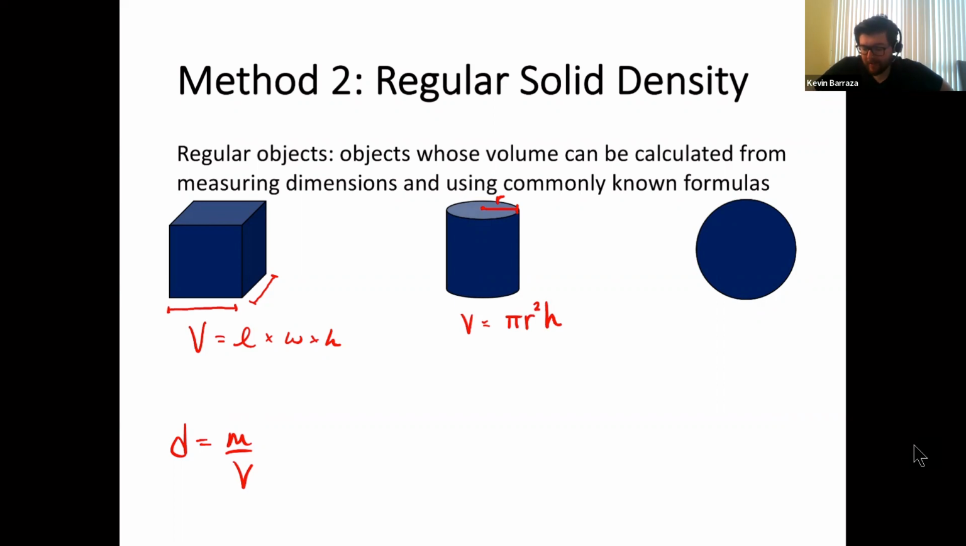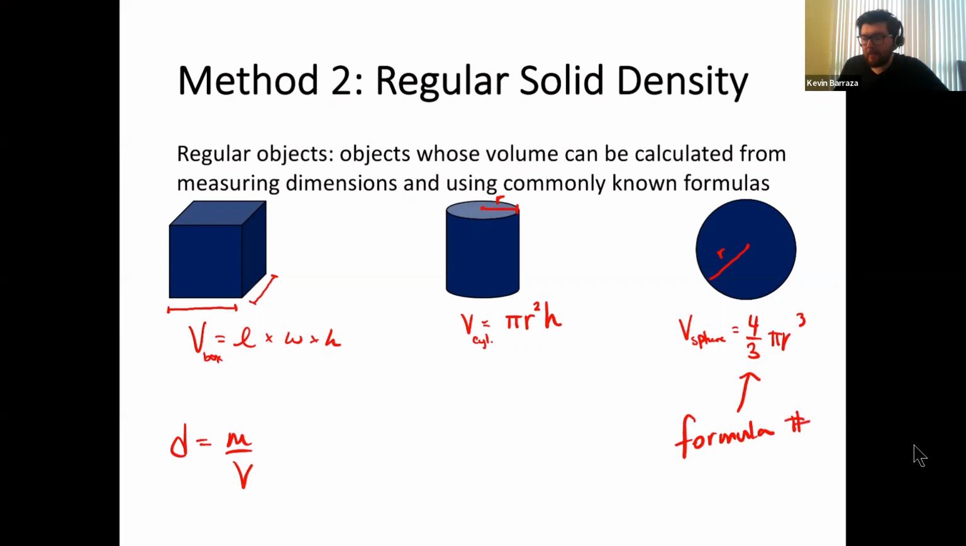And then finally for a sphere, we also need the radius of a sphere. Remember, this is the radius. The volume of, and I should probably label sphere, this is for a cylinder, this is for a box. It's 4/3 pi r cubed. And this 4/3 is a formula number.